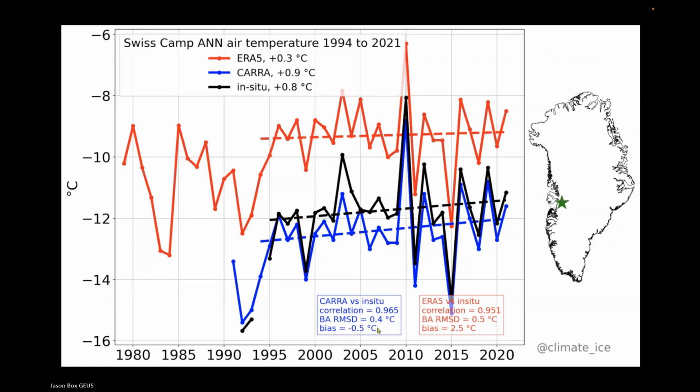And down here, some statistics. So CARRA has an average bias, which is just above 1 sigma. And the bias at ERA5 is well above 1 sigma, and a slightly higher correlation for CARRA at the annual scale at SwissCamp.